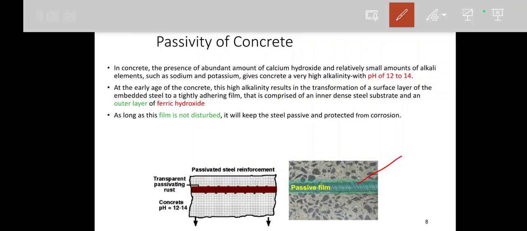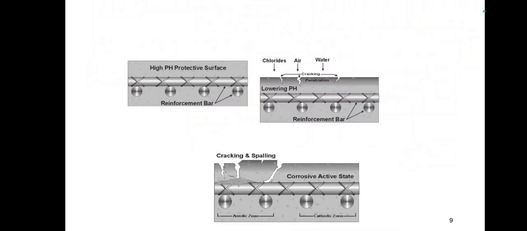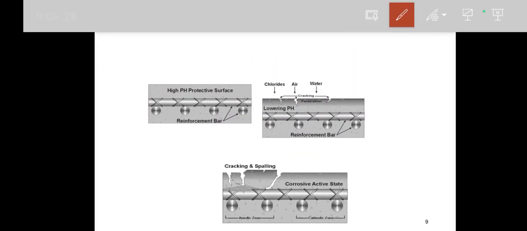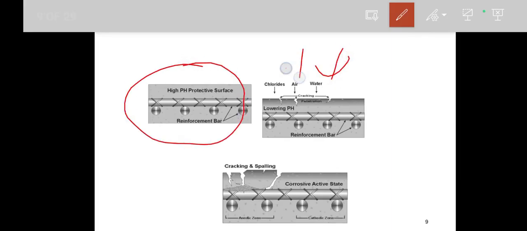acidic medium or by entry of water and air, the pH will try to reduce, or due to carbonization. Once the pH reaches 9, this passive layer will be disturbed and corrosion will try to start. So as the concrete goes from an alkaline medium into an acidic medium, corrosion will try to initiate.